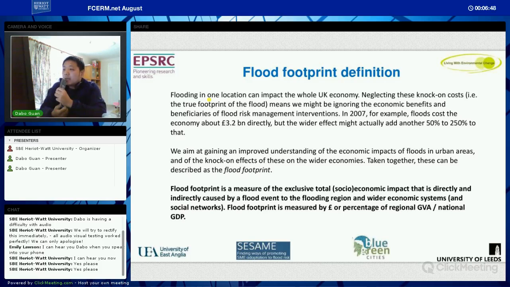If we only talk about the economic impact, the flood footprint is measured in monetary units, like pounds sterling, or as a percentage of GDP, or regional gross value added. That gives a direct impact number to policy or decision makers, saying how much money they lost in the event, how much they can save, and what percentage of GDP can be saved, etc.